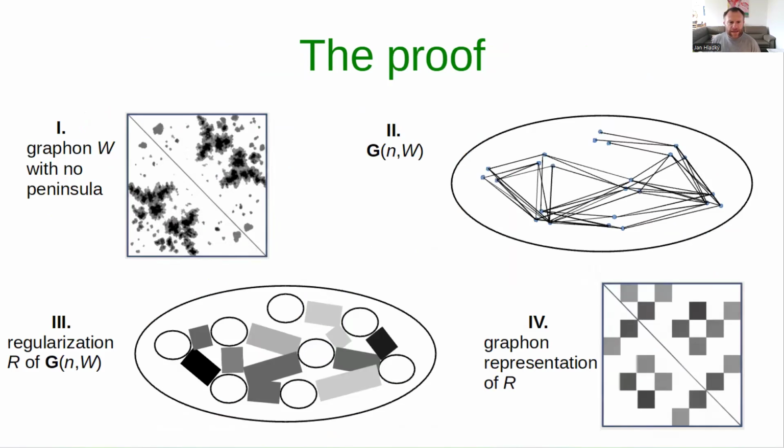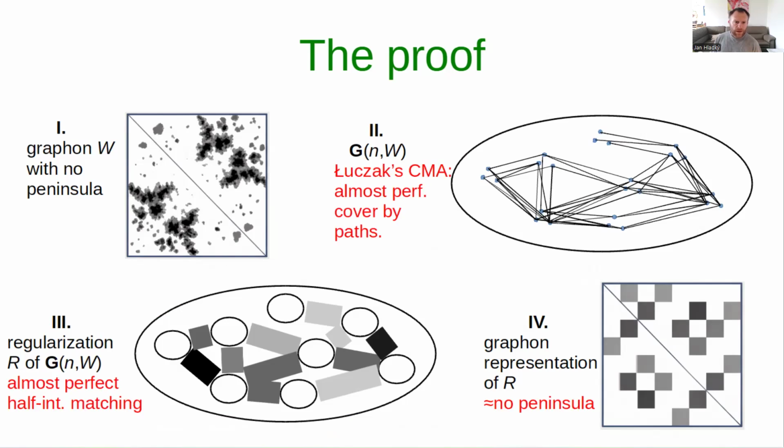Now we can piece together the entire proof strategy. Step one, we assume our graphon W has no peninsula. Now we essentially go backwards through the arguments we just built to complete the proof. So let us look at step 4. Okay, if we assume that the cluster graph, so the regularization R, had a half integral vertex cover of average less than 1/2, this would translate into a peninsula in the continuous graphon representation of R.